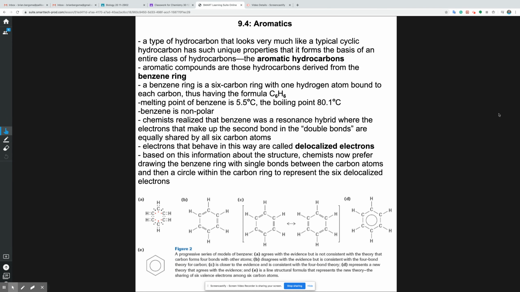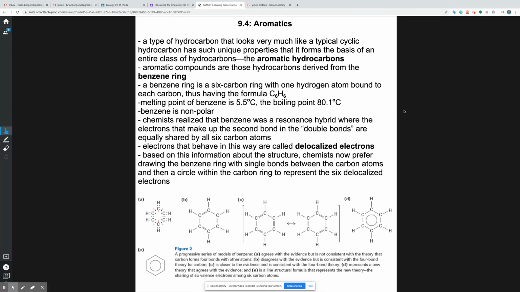Okay, aromatics. The first three, alkanes, alkenes, and alkynes, are aliphatic hydrocarbons. Aromatics are their own separate type. They're a type of hydrocarbon that looks like a typical cyclic hydrocarbon, but has unique properties because of what we call a benzene ring. They're hydrocarbons derived from the benzene ring, so somewhere in their structure they have to have a benzene ring, and we'll talk about that.